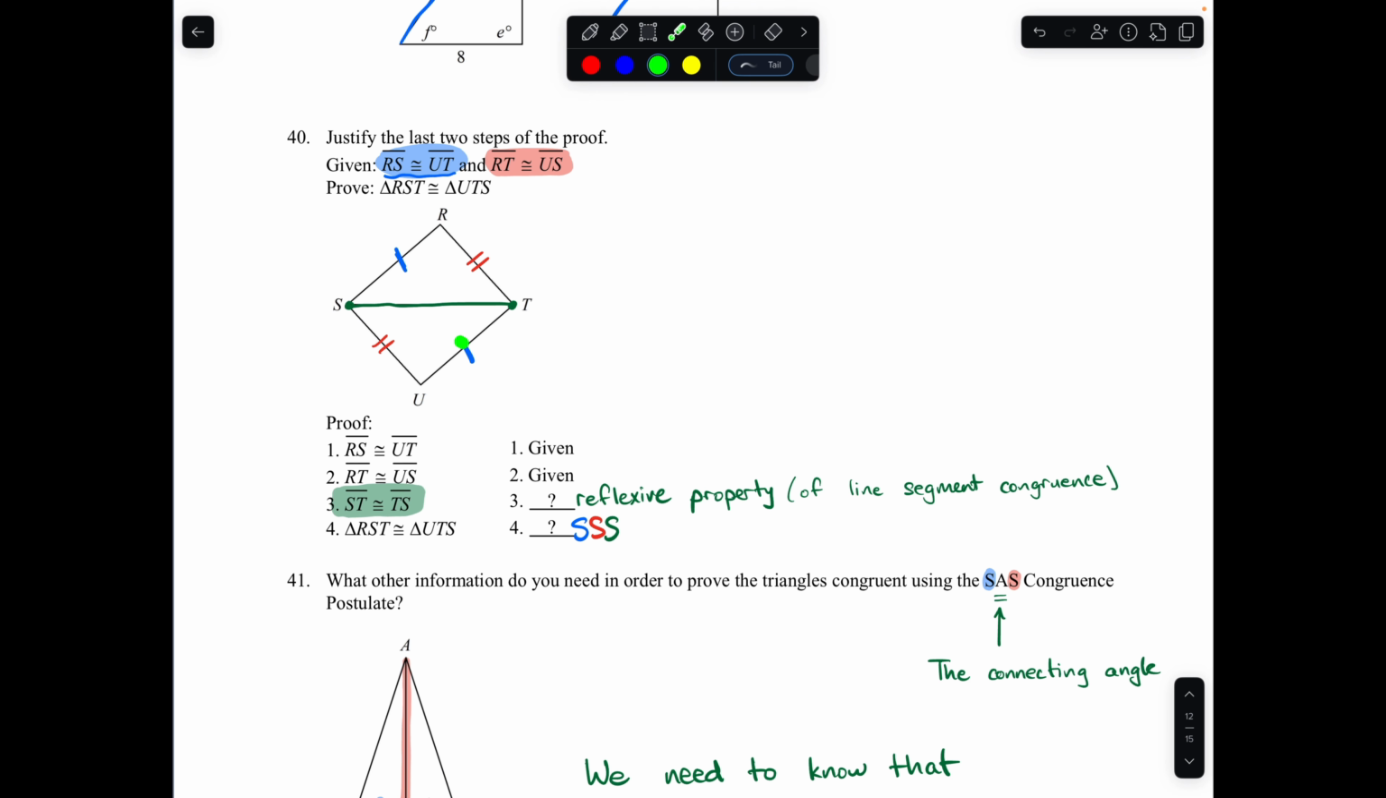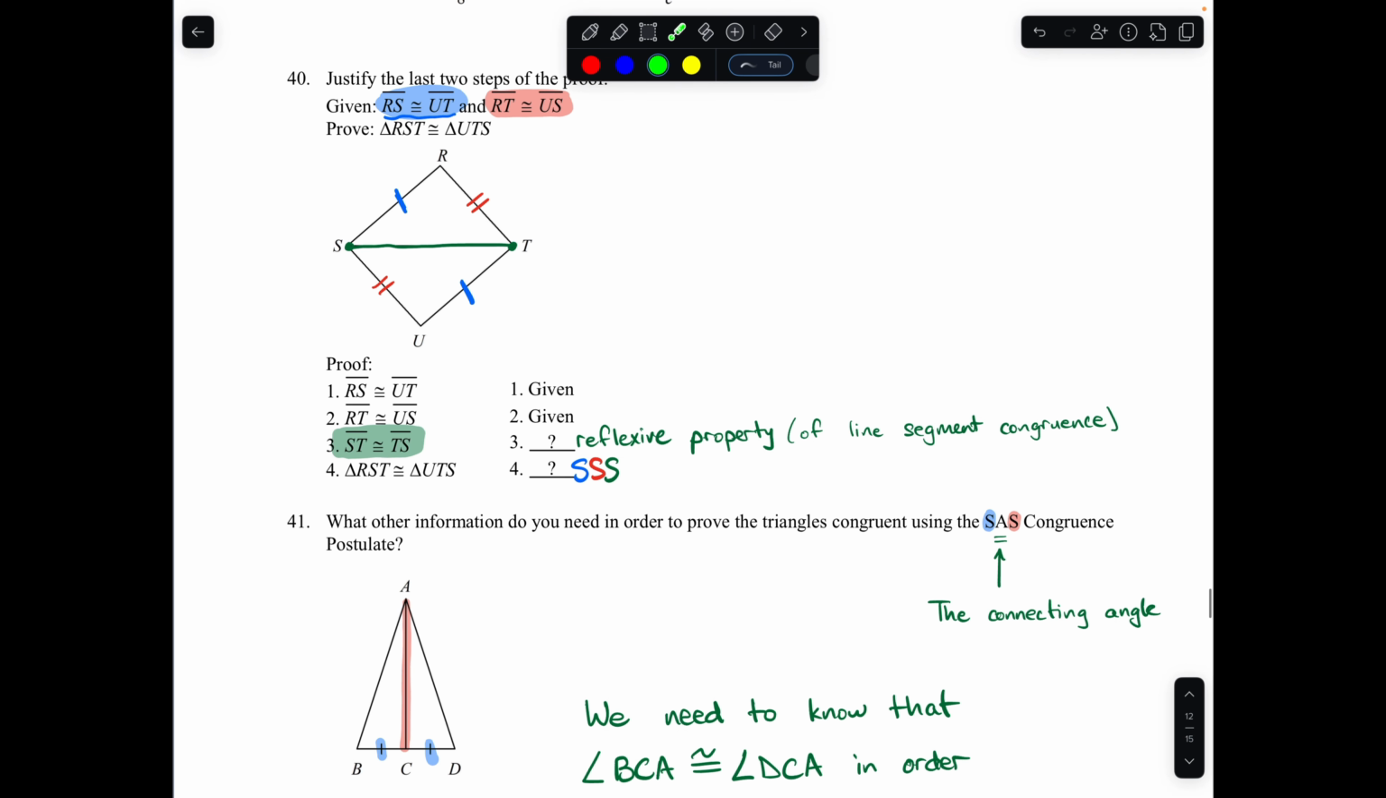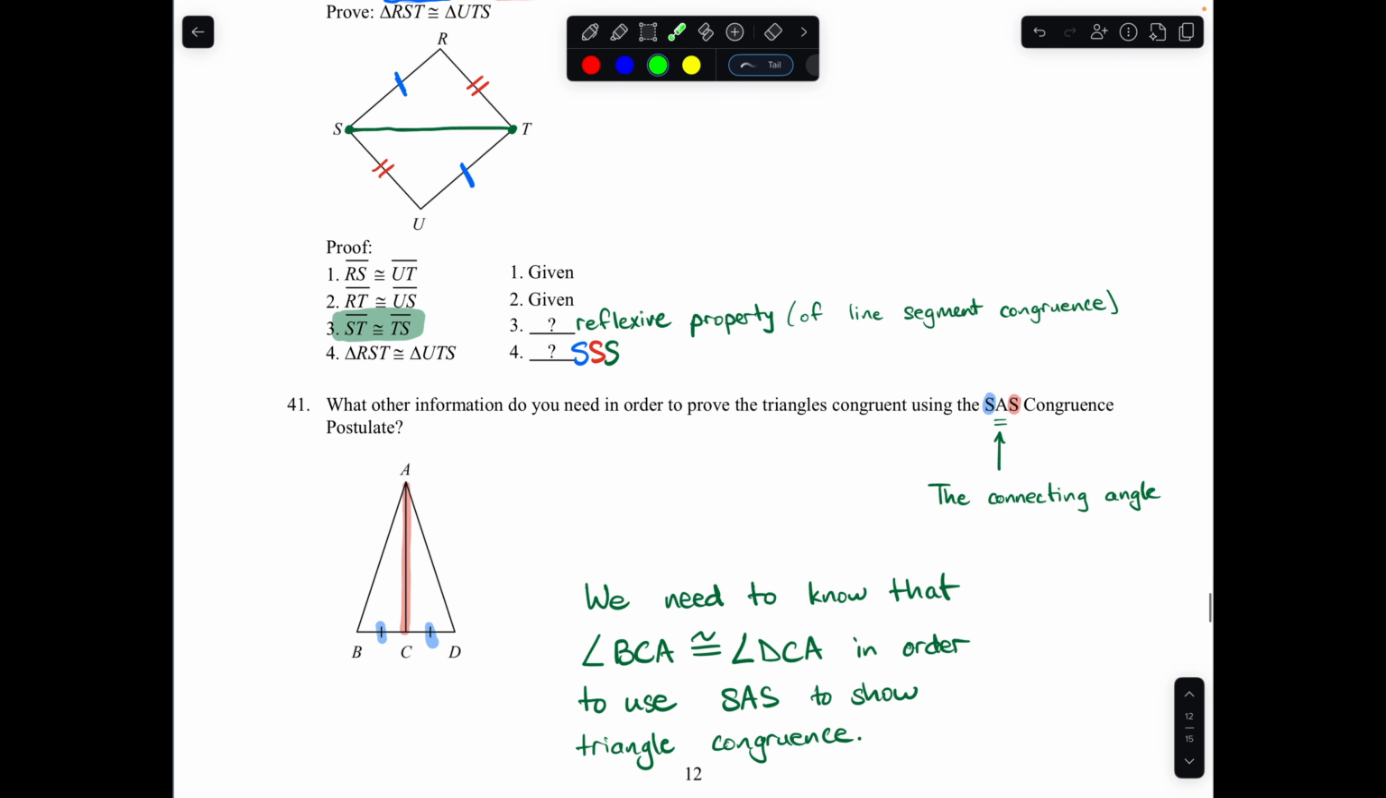So we have two pairs, one pair of sides that are congruent and another pair of sides that are congruent. That's line 1 and line 2. Line 3, how can we say that ST is congruent to TS? Well, it's the same line segment, so we know that by the reflexive property. So this has to be congruent to itself, and then we have a triangle with 3 congruent sides, and another triangle, 3 congruent sides. So the triangles are congruent by side, side, side.